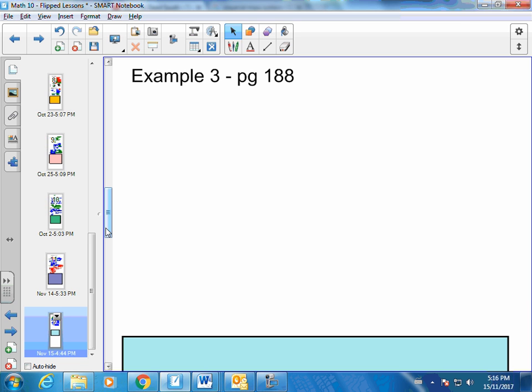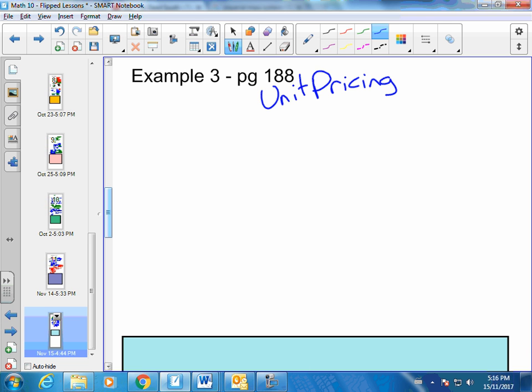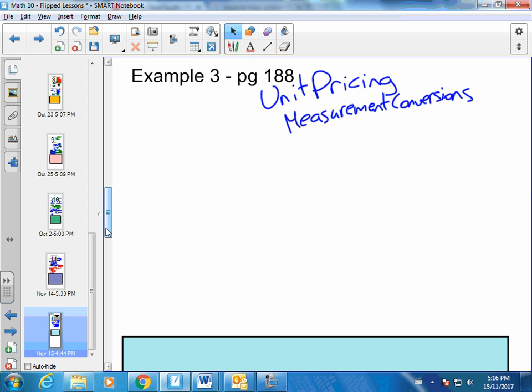So now we are combining principles for page 188. We are using our unit pricing that we covered earlier, as well as our measurement conversions. Okay, so we're going to be combining a couple of skills here.